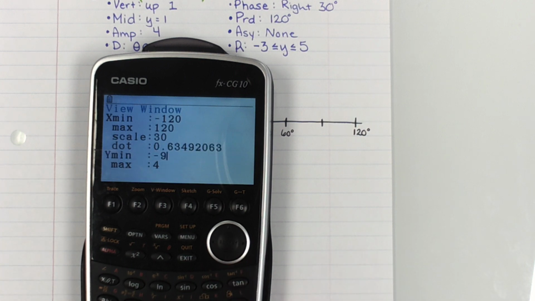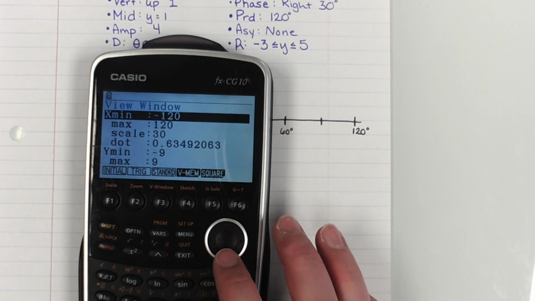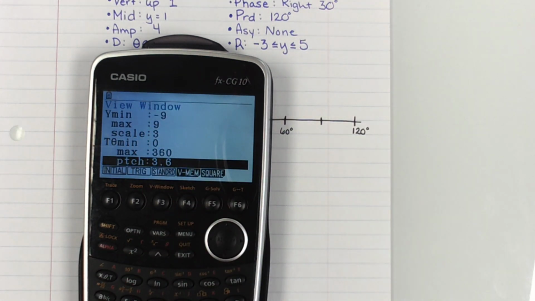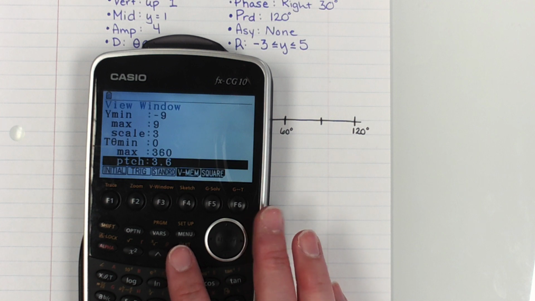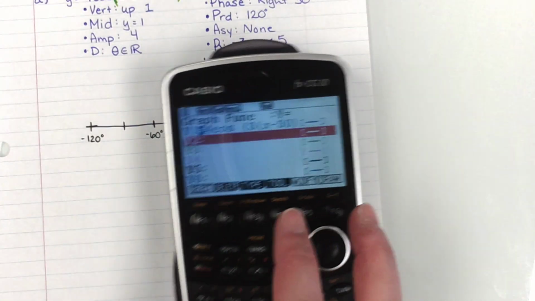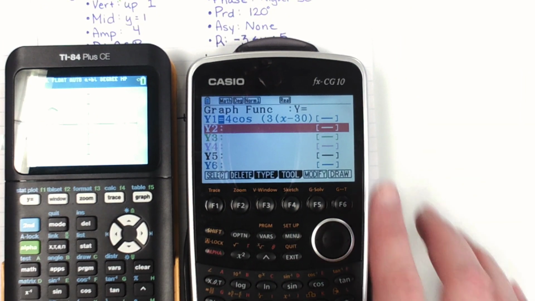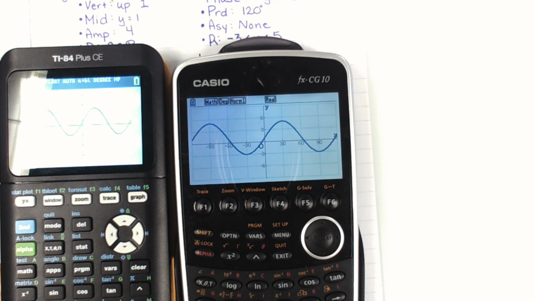Okay, Y minimum was -9, Y maximum was 9, the scale was still 3. Then it gives me all these other things. I don't care about them either. Don't ask me what they are. I don't know. I know a lot of things about the calculators. I don't know everything. Exit back out of it on my Casio. On my TI, I just go directly to graph. On my Casio, now I can click draw. And now, does that look like a cosine curve? That looks better. That makes me happier.